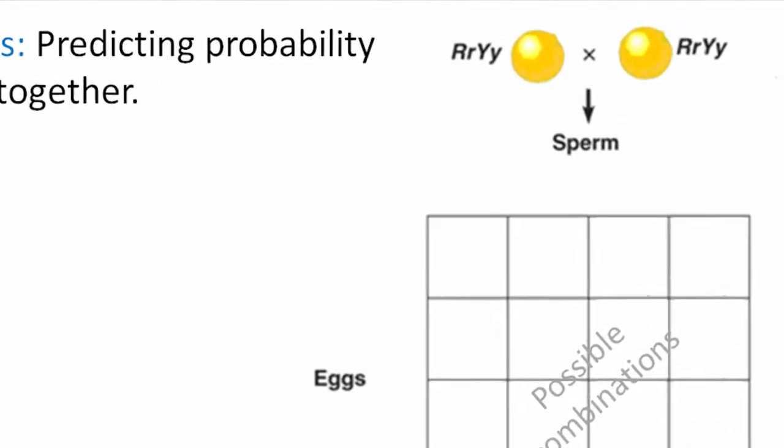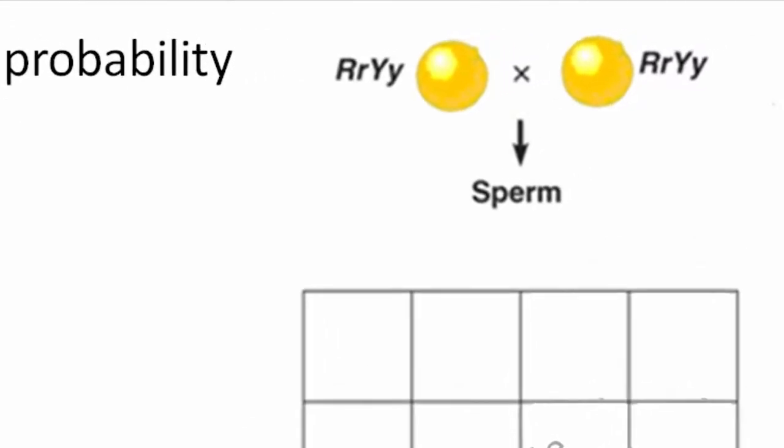Here we see two round yellow seeds being crossed. And you can see their genotypes presented there, where round and yellow are both dominant. And you can see that both of these pea seeds are heterozygous for both traits. So if we were to cross those together, what would that look like? As you can see already, the Punnett square is much, much larger in terms of its possible combinations.